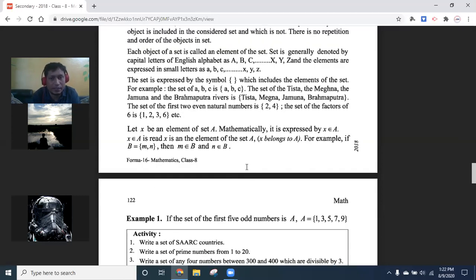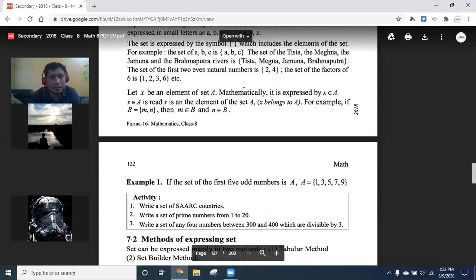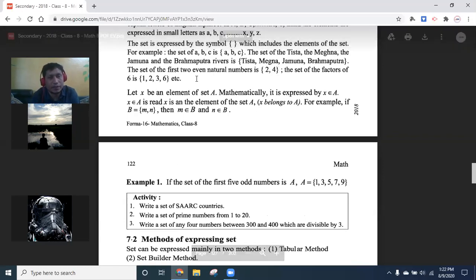You can see in the screen share that some examples are given also. The last line says the set of the first two even natural numbers is 2 and 4. And the set of the factors of 6 is 1, 2, 3, 6. These are examples of sets. Here 1, 2, 3, 6 makes a set, where each of them individually is called a member. That is, they are the members of the set.